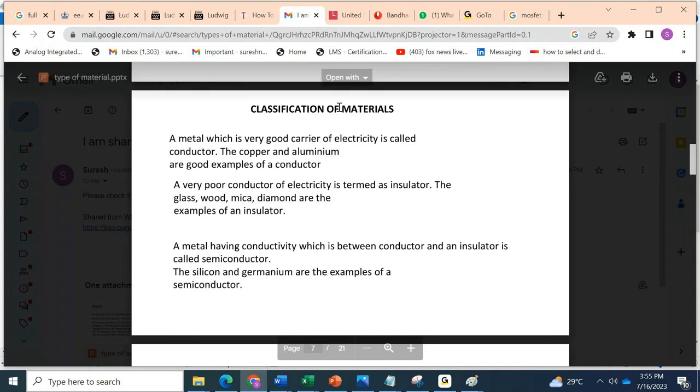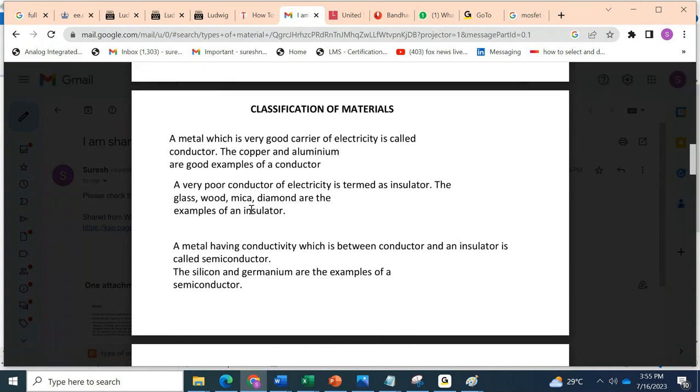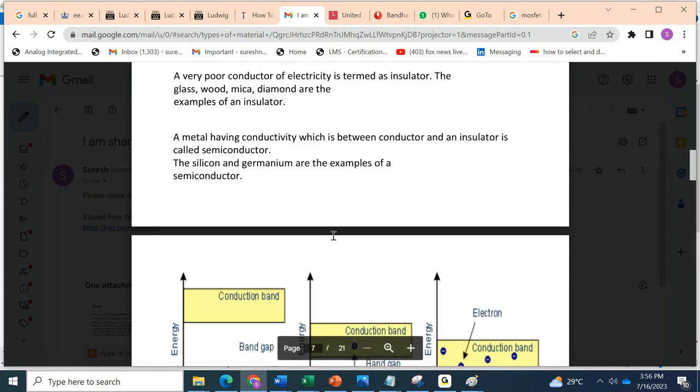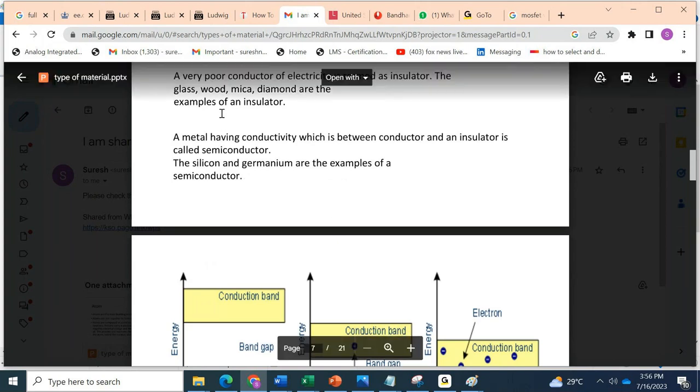Material is divided into three types: conductor, insulator, and semiconductor. But our industry is the semiconductor industry, which means we have silicon and germanium. Generally, whatever we see, silicon or germanium is used, and mostly silicon.